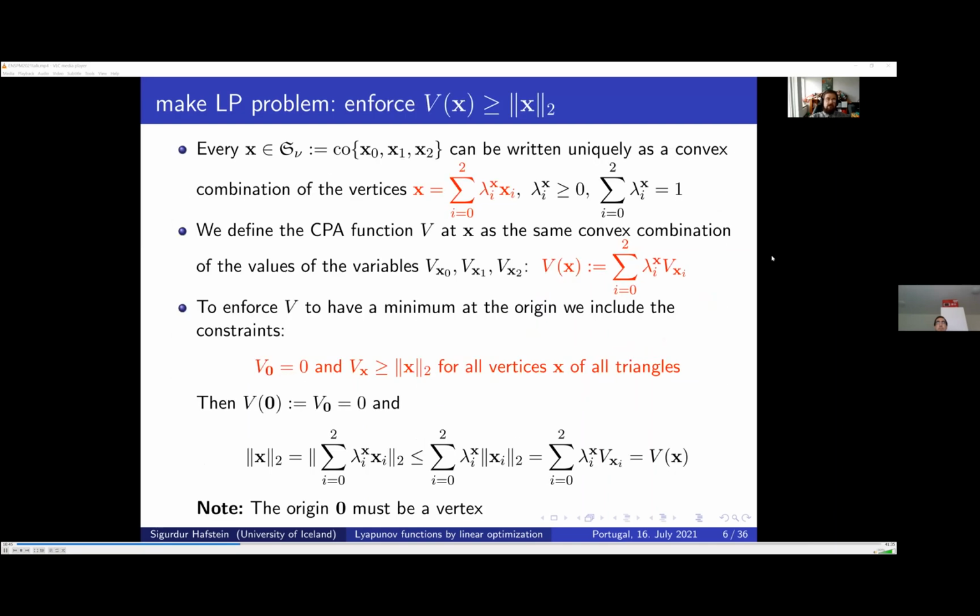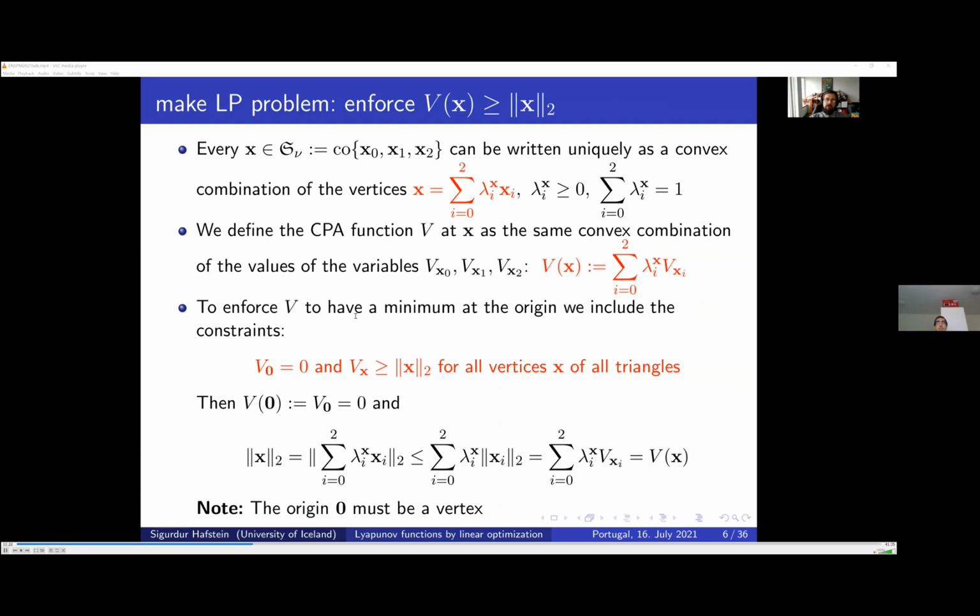And, well, how do we make the constraints? The main idea that will be used throughout is that every point x in this triangle, which is the convex combination of the vertices x0, x1, and x2, can be written uniquely as a convex combination of the vertices. Here x is equal to the sum from i from 0 to 2 of lambda_i times x_i, and these are positive numbers that sum up to 1.